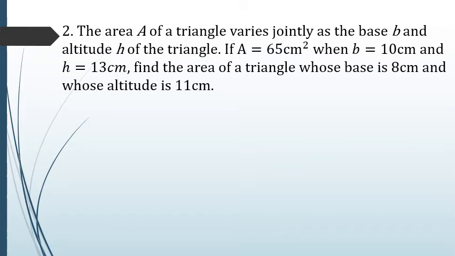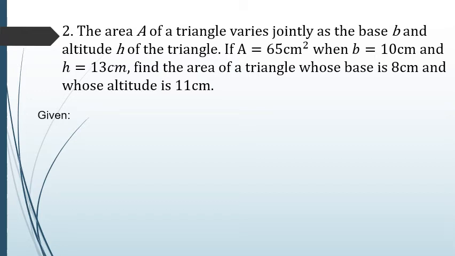Number 2, the area A of a triangle varies jointly as the base B and altitude H of the triangle. If A is equal to 65 square centimeters, when B is equal to 10 centimeters, and H is equal to 13 centimeters, find the area of a triangle whose base is 8 centimeters and whose altitude is 11 centimeters.